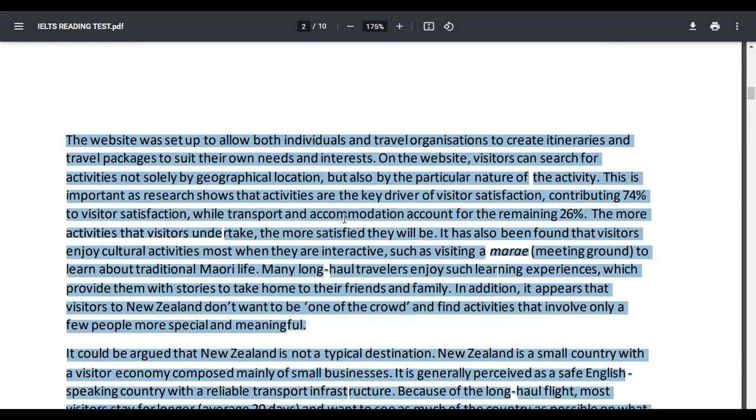So let me just focus on this one. If we focus on this one as well, then the sentence is actually false. And by the way, travel organizations was written in the sentence below as travel companies. And individual tourists was written as individual tourists or independent travelers down in the sentence.